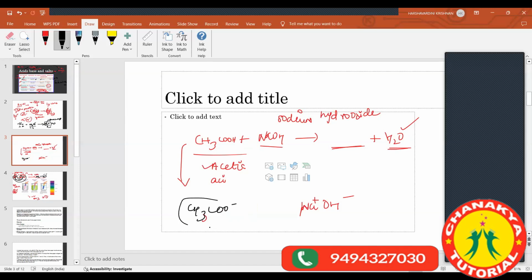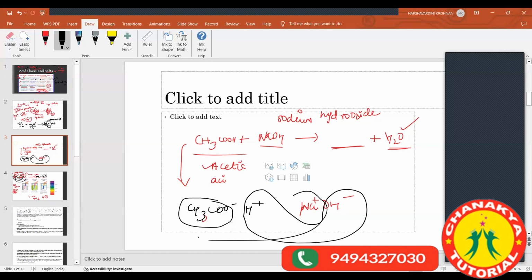CH3COO will have the minus. This is a minus bond, and the H is a plus, positive bond. And now you see it has come, no? H plus will go and combine with OH minus. And Na plus will go and combine with this one. So resultant, can anybody tell? Ma'am, CH3COO and Na. Okay, this is what kind of salt? Ma'am, basic. Basic salt. Very good.